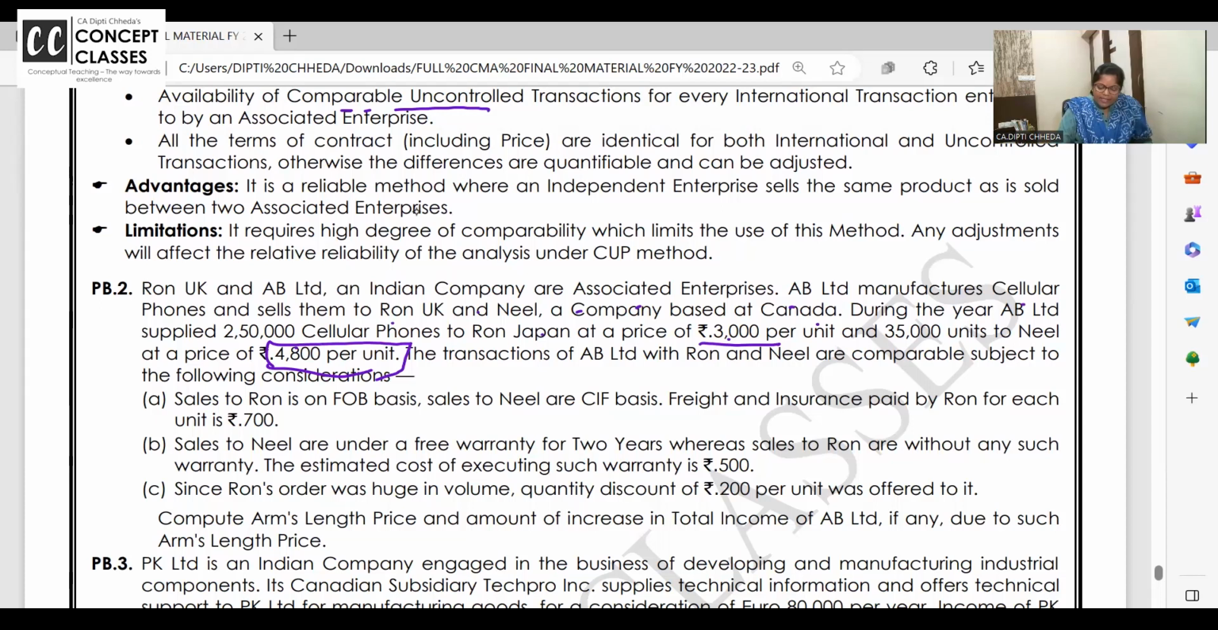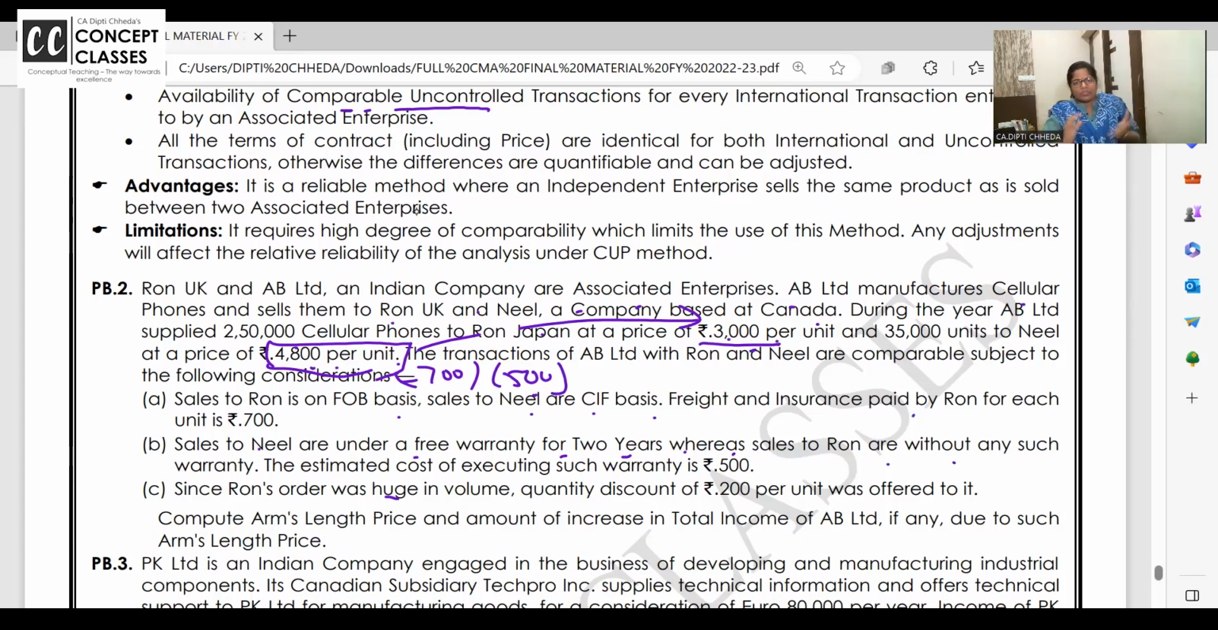Now, the sale to RON is free on board, meaning no charges. But the 4,800 includes carriage, insurance and freight, all added. So if we want to charge the same to RON, we would not add those charges. To them we have charged, so we should do minus 700. Now, sales to Neil are with a free warranty of 2 years, whereas sales to RON are without any warranty. So to others we have given warranty, and that warranty charge is also added, so minus 500. To the sister concern RON, there is no warranty.